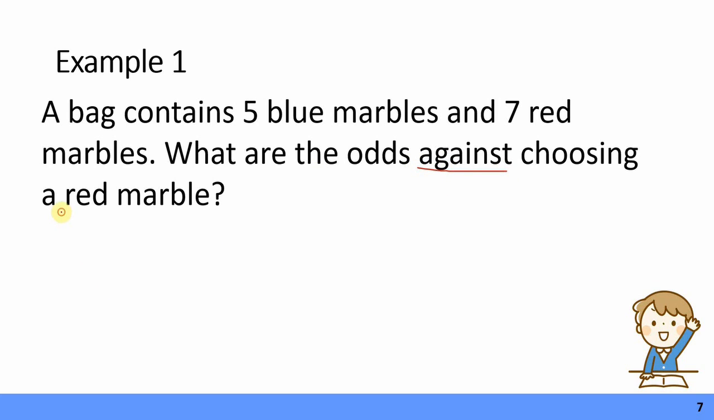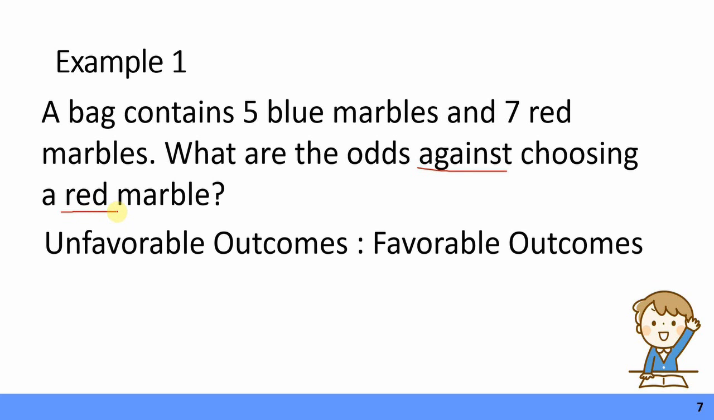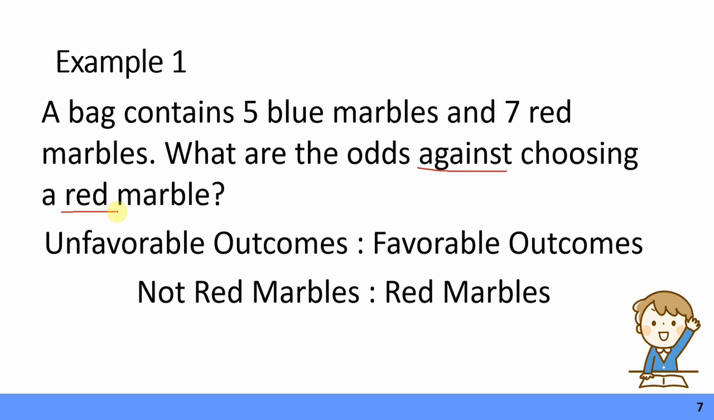So against red. So that means we start with the number that are not red, and then we compare it to the number that are red, right? So not red because it has the word against, not red, and then red. So how many are not red? There's 5, and how many are red is 7. So my answer would be 5 to 7.